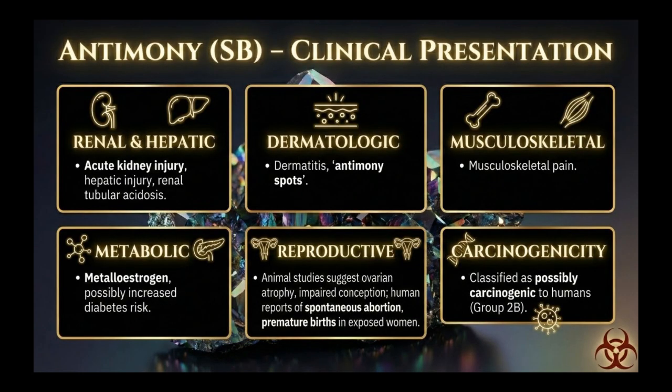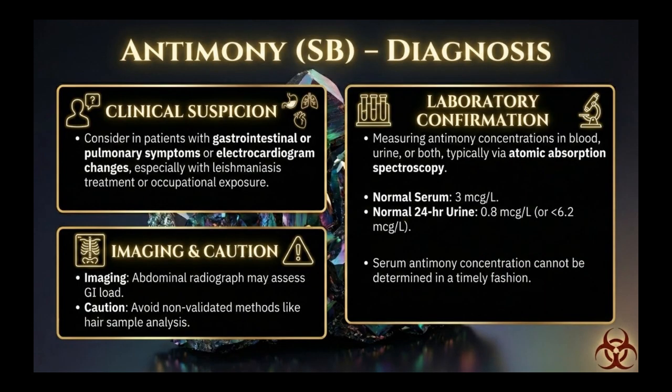Antimony toxicity should be considered in patients who present with gastrointestinal or pulmonary symptoms or electrocardiogram changes. This is especially important for individuals treated for leishmaniasis or those working with antimony compounds. Diagnosis is confirmed by measuring antimony concentrations in blood, urine, or both, typically using atomic absorption spectroscopy. The normal serum antimony concentration is approximately 3 micrograms per liter, while the normal 24-hour urine collection shows a concentration of about 0.8 micrograms per liter.